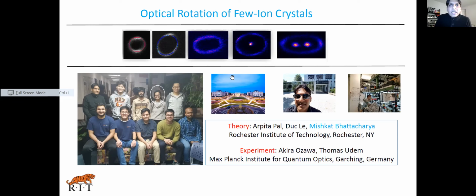So this is RIT in what I like to call the high temperature regime. This is in the summer. Please come by if you're visiting anytime.